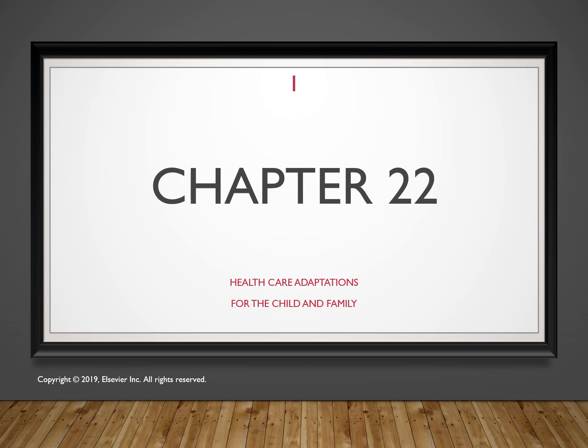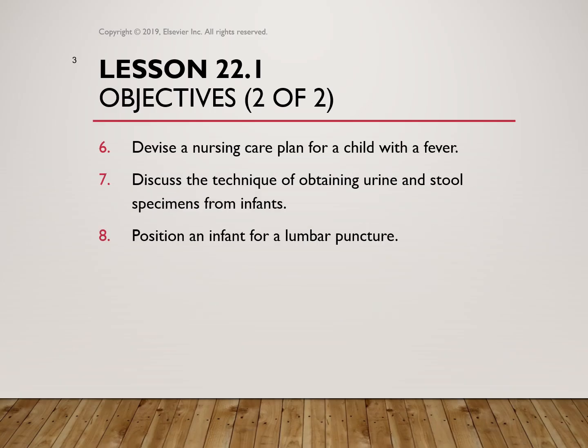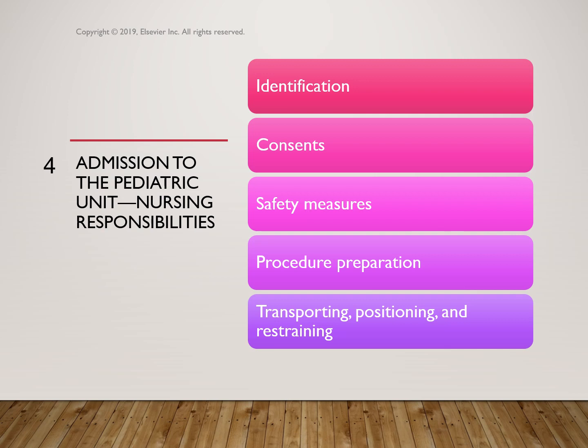This recorded lecture will go over Chapter 22, Healthcare Adaptations for the Child and Family. When the child is admitted to the pediatric unit, a written informed consent is obtained for treatments that are provided. The parent, the healthcare provider who provides the information, and a witness must sign the consent. Every child admitted to the pediatric unit should have an ID bracelet applied.